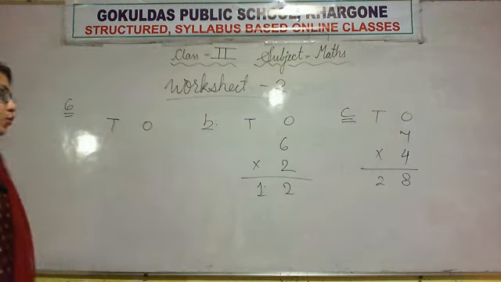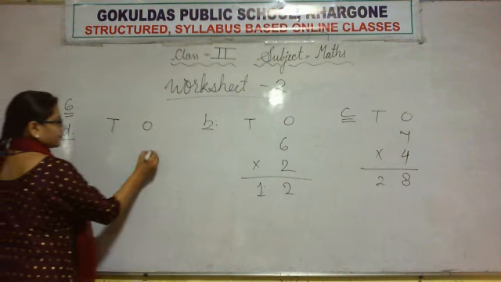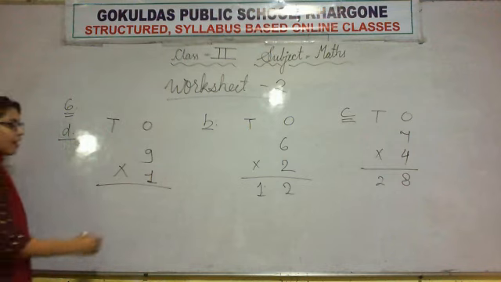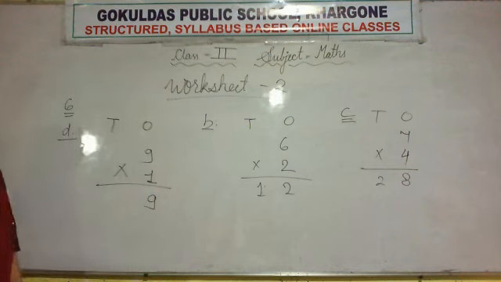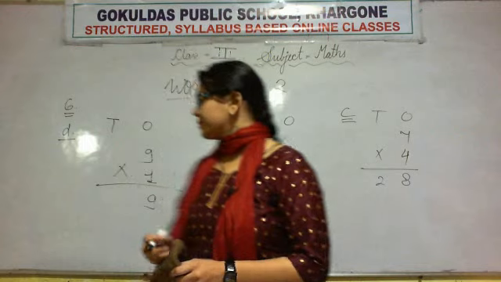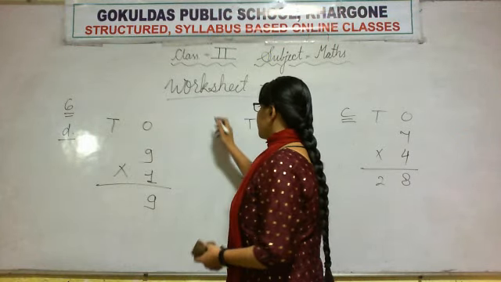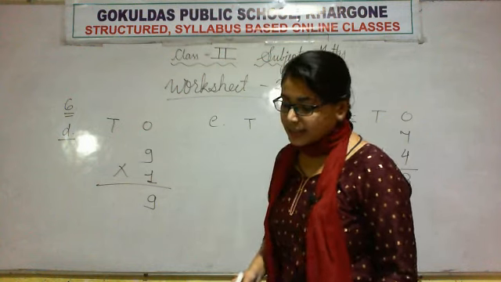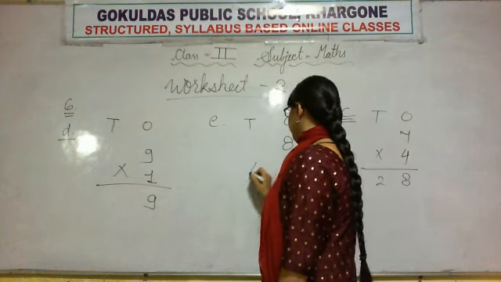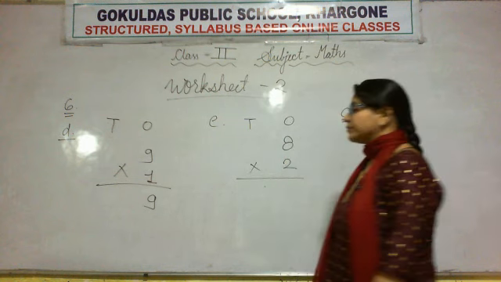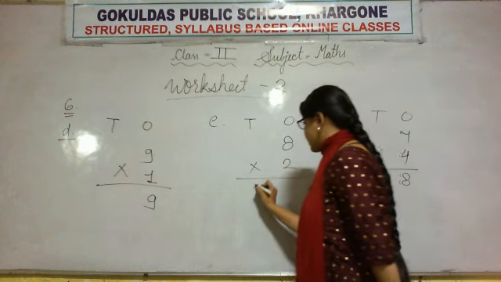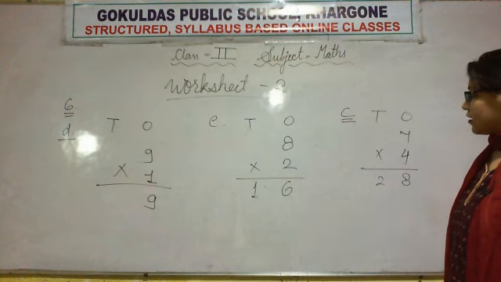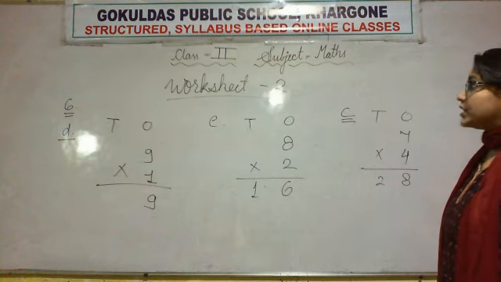Question D is 9 into 1. So 1 into 9 or 9 into 1, 1 9 is 9. So 1 into 9 is 9. And the last part of the same question is E, that is 8 into 2. So 2 8s are 16. So we will write 16. So answer for D is 9 and answer for E is 16.